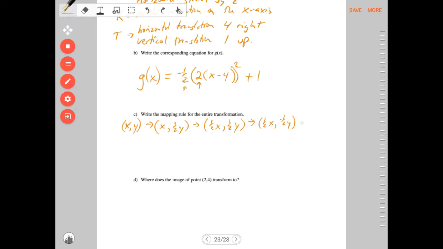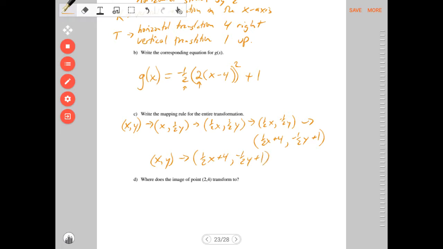Okay, and then of course from here we had to go 4 right, so that's an x coordinate thing. So that's going to be 1/2 x, and then 4 right is just plus 4. I might as well do the y at the same time, so negative 1/2 y, and then we go 1 up. So that is our final mapping rule. And if you can go right from x, y right to this, then go ahead. That's fine. I just find that step by step is a little bit easier.